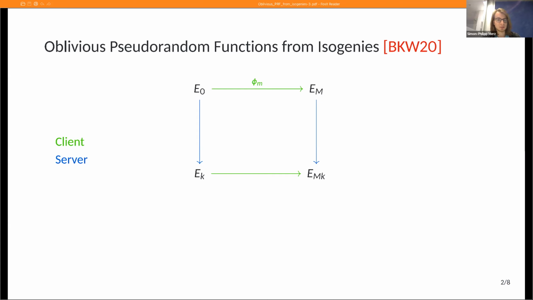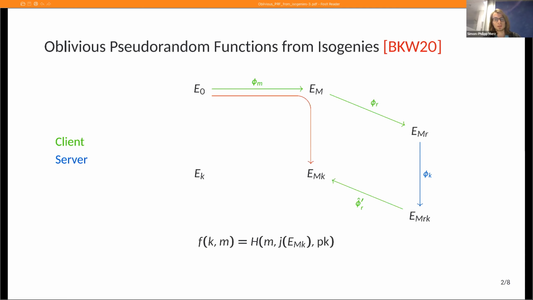So the idea of Basso, de Kock and Wu was to transform this into an OPRF as follows. The input of the client is a torsion point that defines the first isogeny. To hide the curve E_M, and thus information about the private isogeny, the client blinds this walk with another isogeny walk, sends across the end curve on which the server computes their secret walk, which the client unblinds to receive the curve E_MK, which allows them to evaluate the OPRF, which is just like a hash of this curve together with some other information.